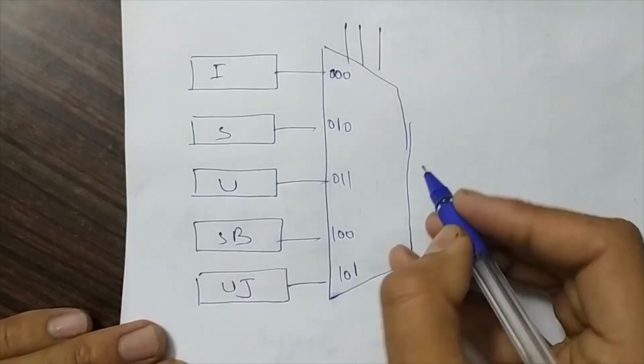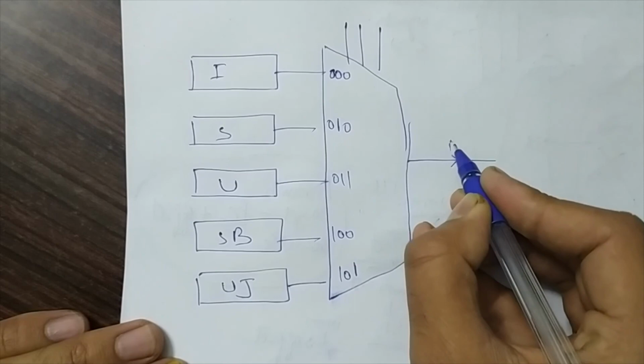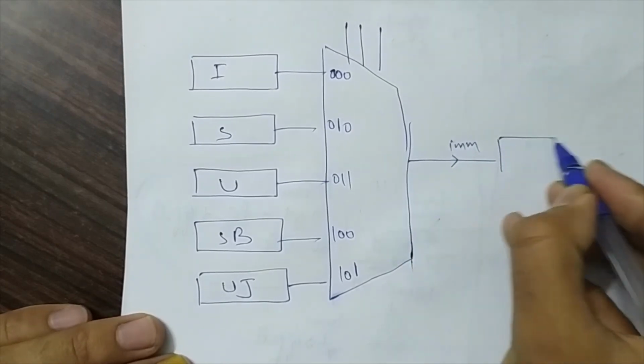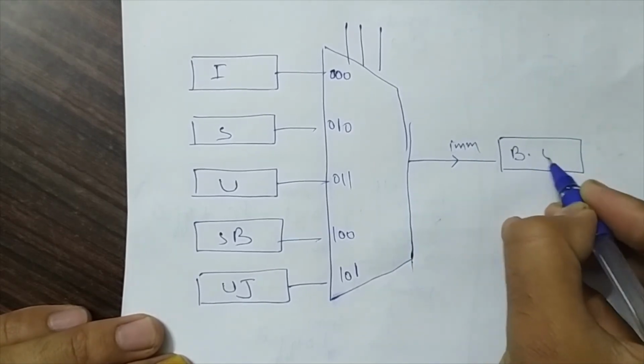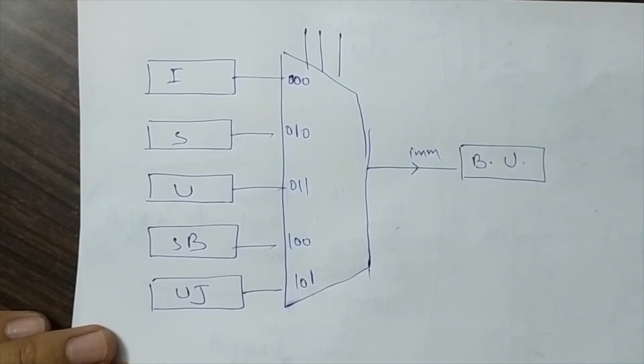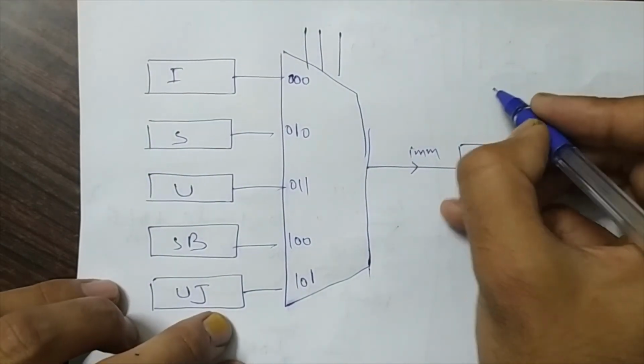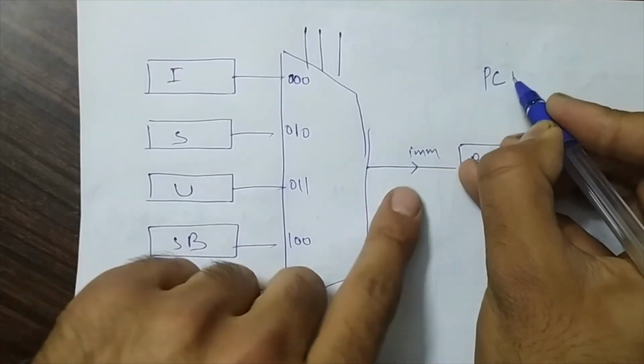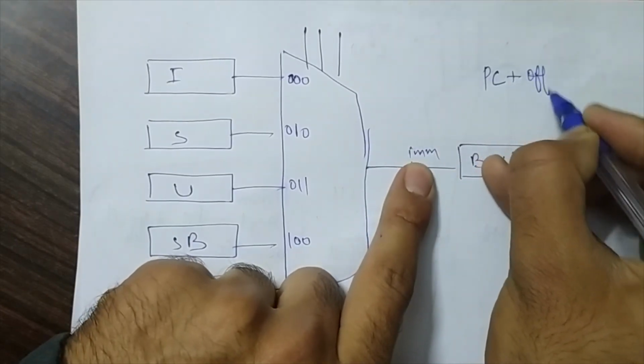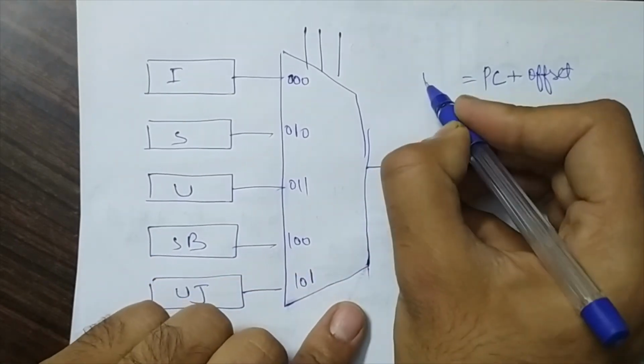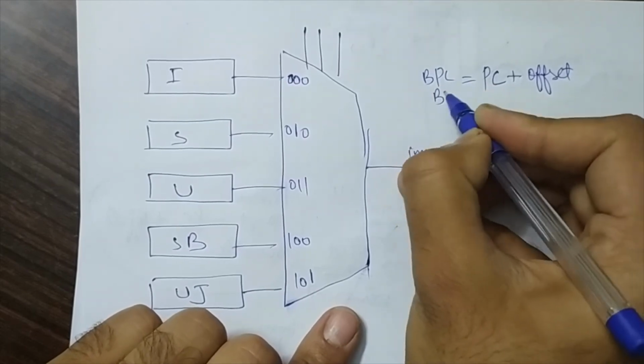After getting the immediate, we have a branch unit. Branch unit calculates the branch target. And how does it calculate the branch target? It takes PC as input, and this immediate is the offset. This is our branch PC or branch target.